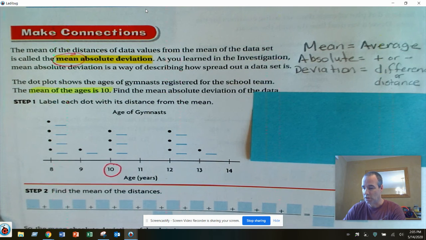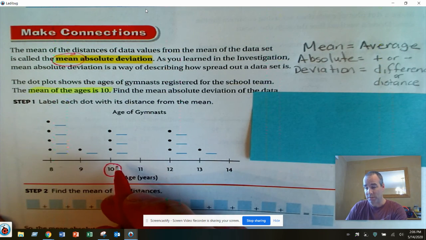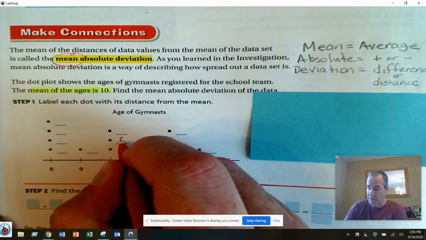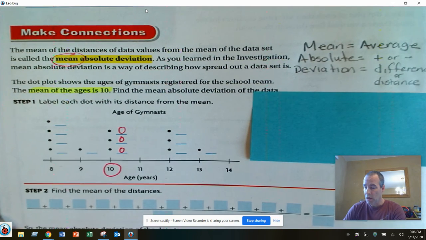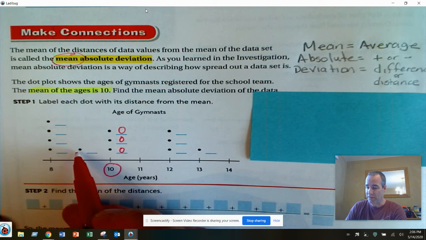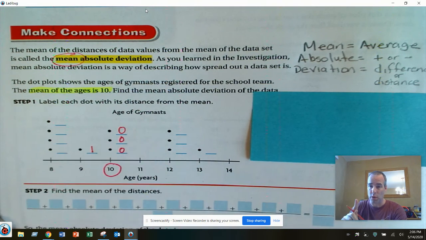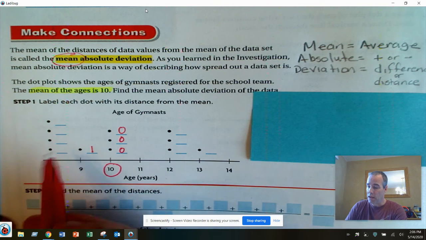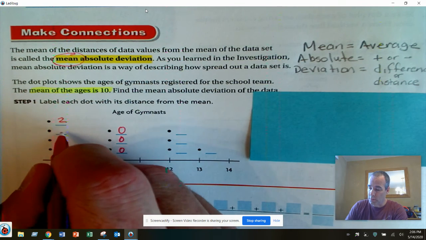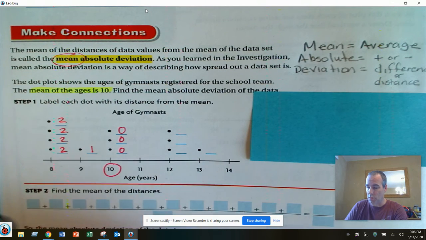So I'm going to look at every single dot. I look at these dots stacked up at 10. How far away are they from 10? Well, 0. These are worth nothing. This one here, if I go to the left, 9 is the data value of that dot. It is 1 away. Yes, it is -1, but it's still just 1 away. We're thinking about absolute value here. These guys are all 2 away: 2, 2, 2, 2. They're at 8. The mean is 10. Those are all 2 away. We have to count every last one of them. We can't just pick one and say it's a 2. We have to count them all.